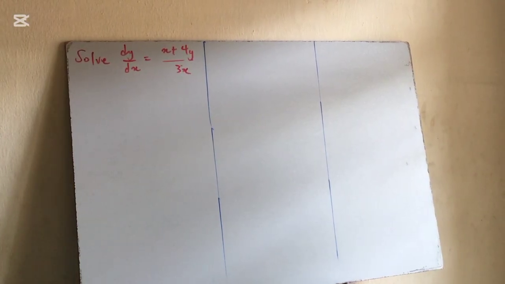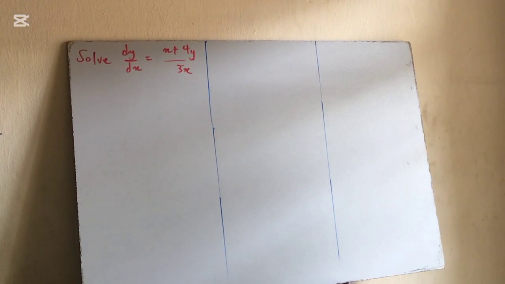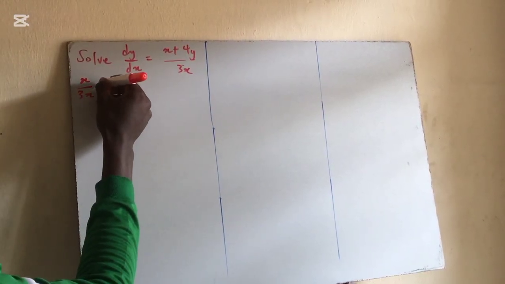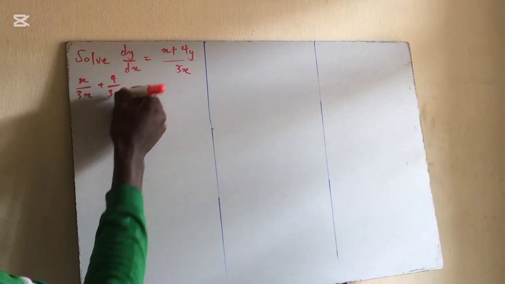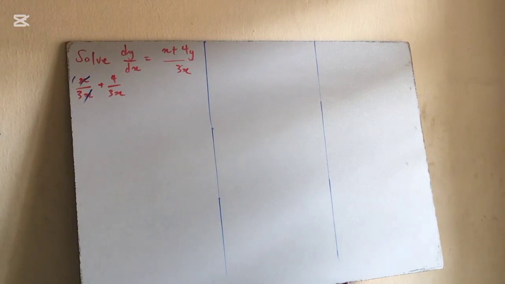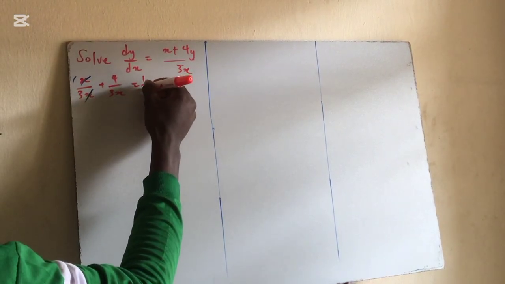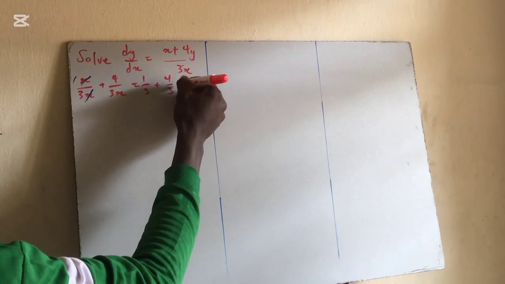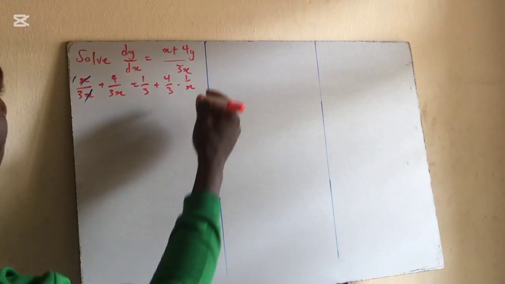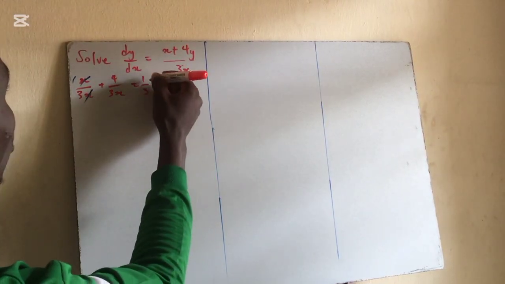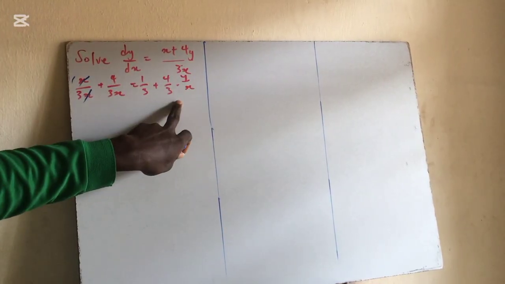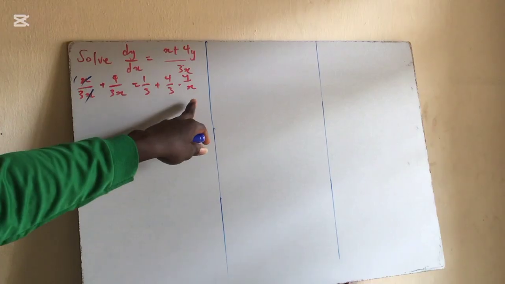So we are going to be having x over 3x. You just say x over 3. You are facing this side for now. 4y over 3x. We all know here that x will cancel x here, right? And we'll be having 1 over 3. So we just say 1 over 3 plus 4 over 3, y over x. It's supposed to be y, not 1. So I've split it. Now this y over x.